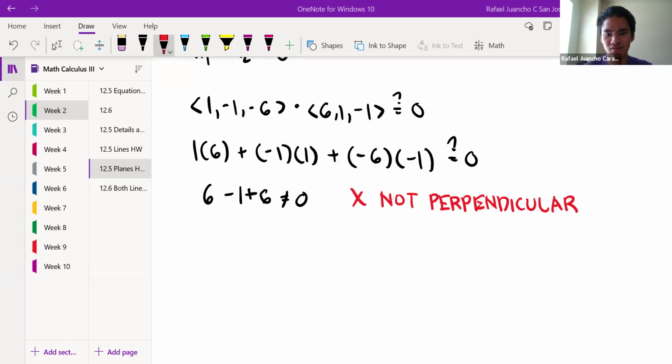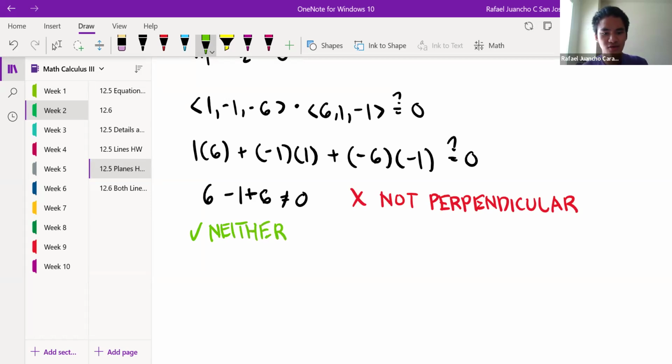Let's see. Yeah, so it's not parallel, it's not perpendicular. So we just find the angle between those two planes, right? So that means it's neither. See if I can spell neither.